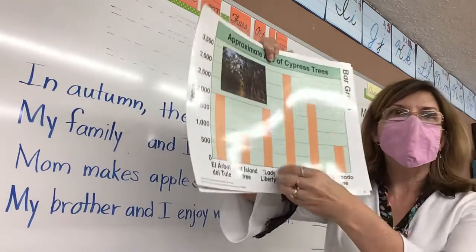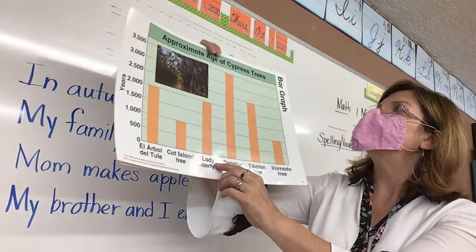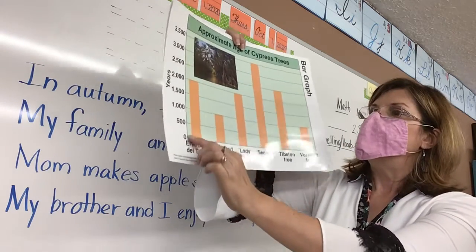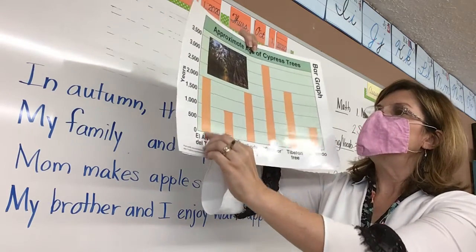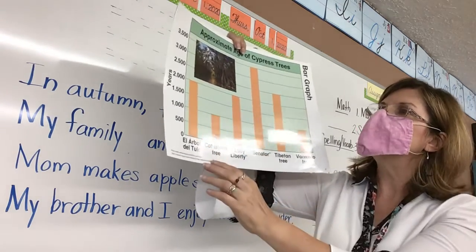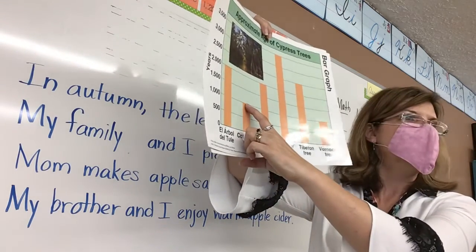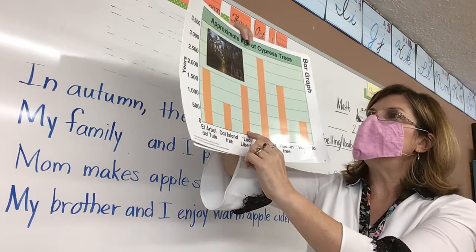Bar graph, on this one you see the bars going up, measuring different trees that are in, cypress trees that are in this forest. Okay? And so on this side you see the numbers. So this first tree, you know it is 2,000 years old. The second tree, you follow the bar graph up and you see that it is 1,000 years old. Eyes up here, please.